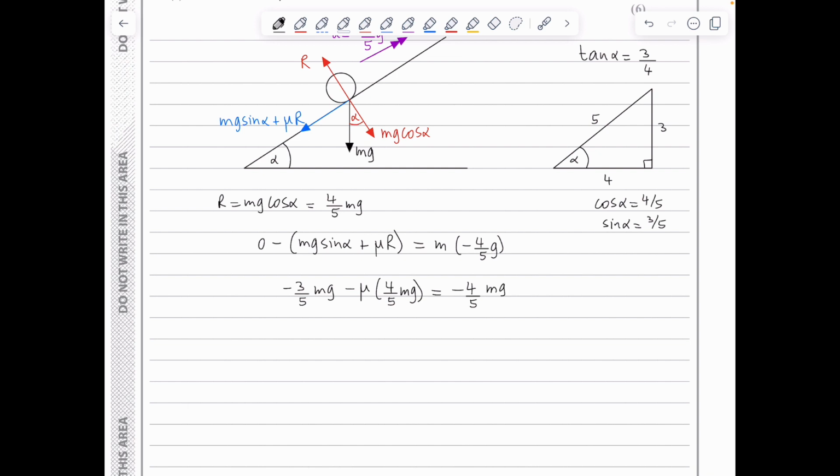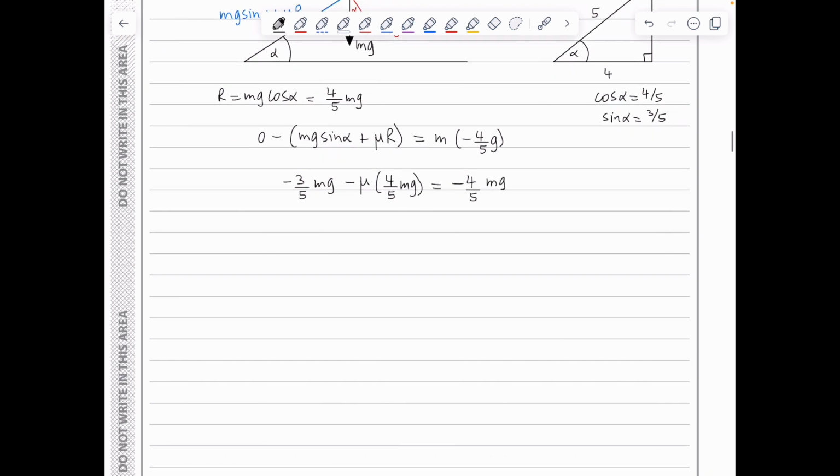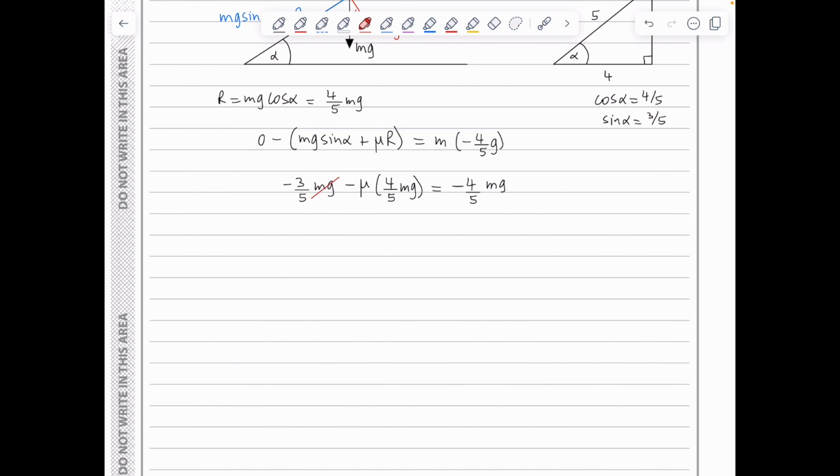Notice that the mg is common throughout, so I can get rid of that. Also the 5 is a common denominator, so that can go away as well, which leads to minus 3 minus 4 mu is equal to negative 4, so 1 is 4 mu, and therefore we conclude that the coefficient of friction mu is a quarter.